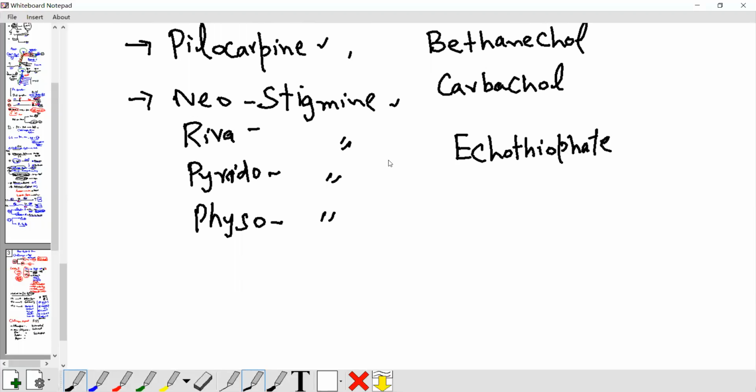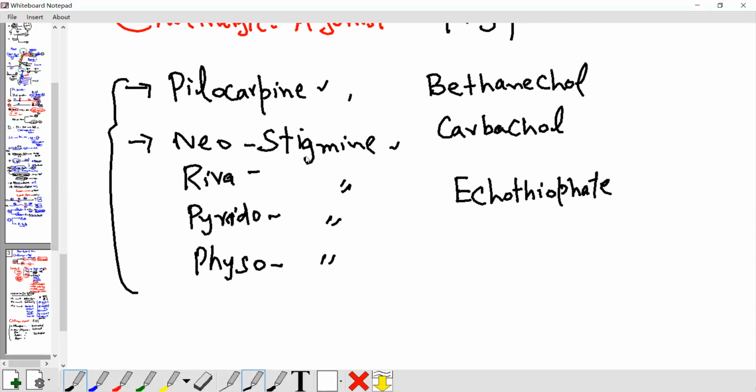Ecothiopate. So these are some cholinergic agonists. Understand? Pilocarpine, bethanechol, carbachol, ecothiopate, and the stigmine family. The stigmine family: rivastigmine, pyridostigmine, physostigmine. Okay.